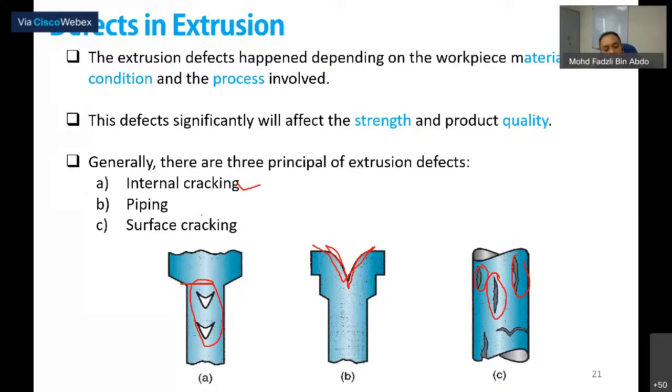Kalau nak tahu ada internal cracking, biasanya kita menggunakan ultrasonic lah. Wave ultrasonic. Maksudnya kalau kita tengok dia punya wave tu, dia punya wave tu mula cantik je, and then tiba-tiba pop macam tu. Maksudnya adalah internal cracking kat situ, daripada wave. Okay. Surface cracking kita boleh nampak lah. Piping pun kita boleh nampak.